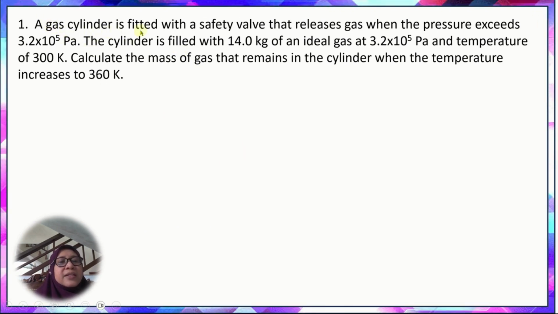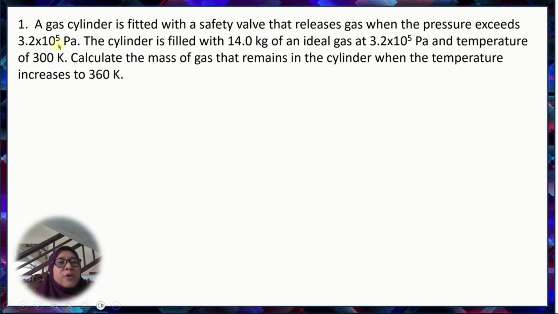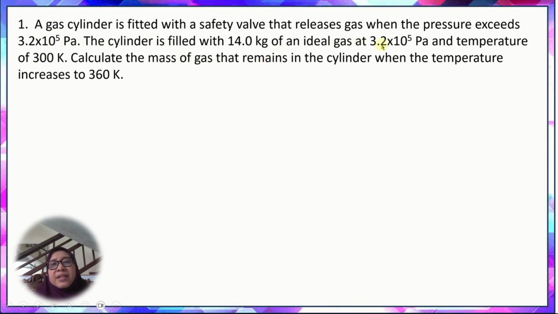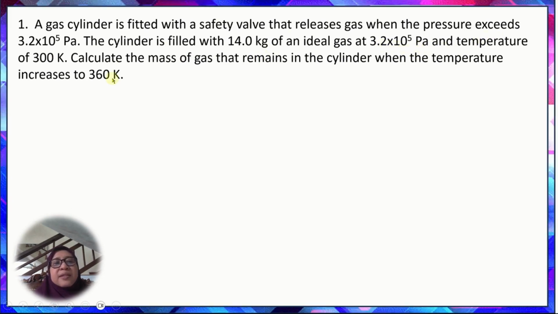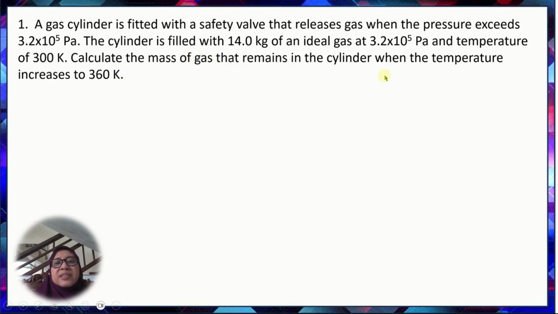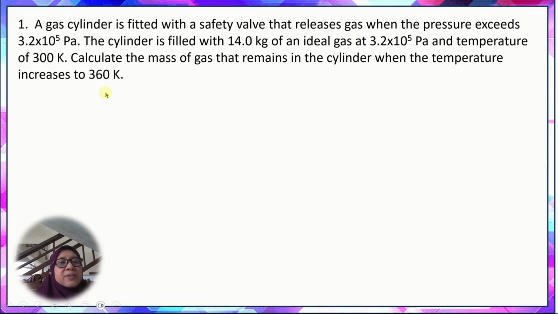A gas cylinder is fitted with a safety valve that releases gas when the pressure exceeds 3.2 times 10 to the power of 5 Pascal. The cylinder is filled with 14 kilogram of an ideal gas at 3.2 times 10 to the power of 5 Pascal and a temperature of 300 Kelvin. Calculate the mass of gas that remains in the cylinder when the temperature increases to 360 Kelvin.